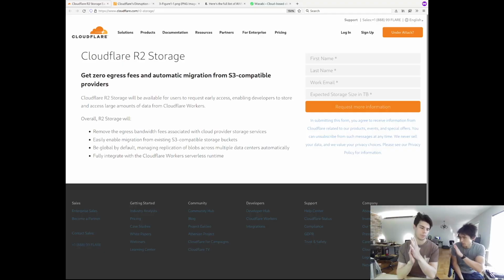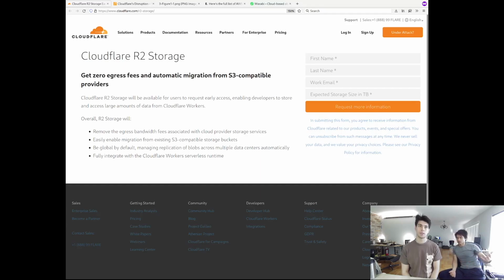We've got an episode today for you with Cloudflare. Cloudflare R2, and how does that disrupt the cloud service industry? Stay tuned. First of all, what is R2 storage? Cloudflare's new competitor to S3. You can store stuff for really cheap, drop-in compatible with S3. Zero egress fees and automatic migration from S3 compatible.